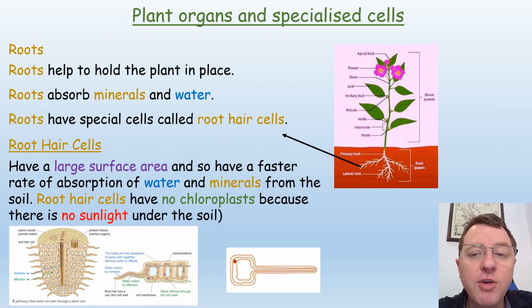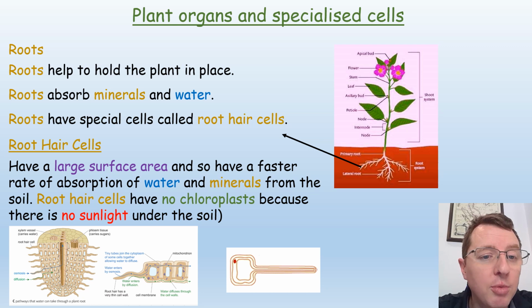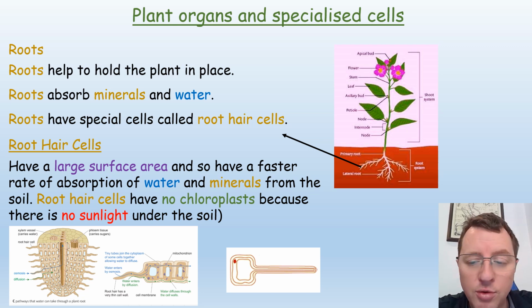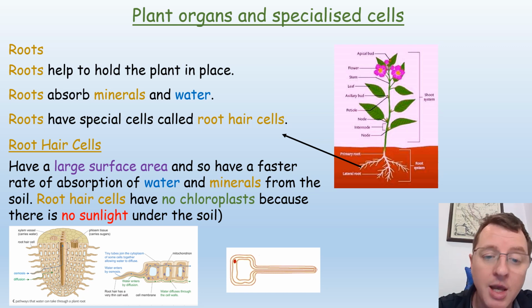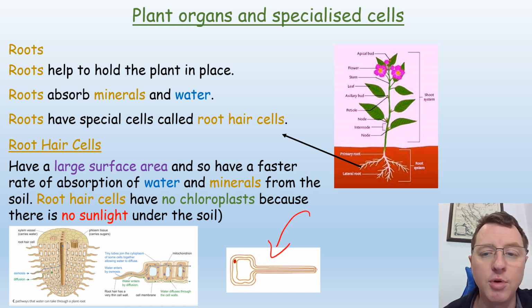But what about some of the other organs? What about the roots? Well, the roots have a variety of functions. They will help to hold the plant in place. They will help to absorb minerals and water. And to do that, they have specialised cells called root hair cells. So the root hair cells actually have a very large surface area, so they have a faster rate of absorption of water and minerals from the soil. Root hair cells have no chloroplasts because there's no sunlight under the soil, so there's no point in the plant wasting energy producing chloroplasts that will not be used. And you can see that in our diagram of the root hair cell down there.